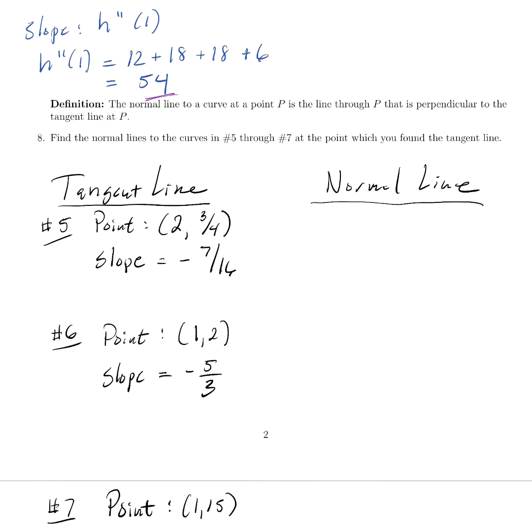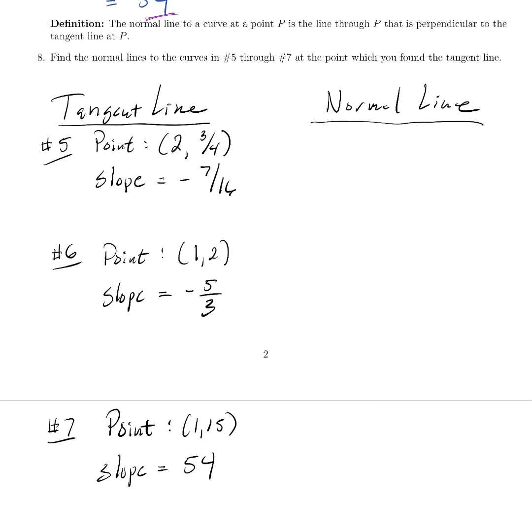Okay, last question comes from a definition. The normal line to a curve at a point P is the line through P that is perpendicular to the tangent line at P. So it goes through the same point. If I want the normal line to the curves in number 5 through 7, I need a point and a slope. The point is the same, we were just told by that definition. And the only thing that's different is the slope.